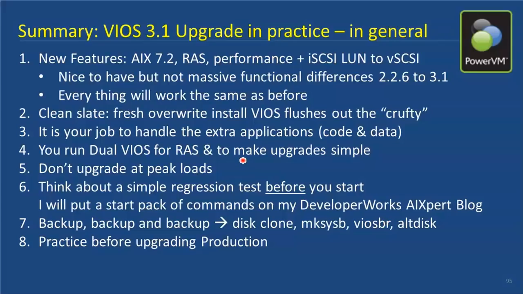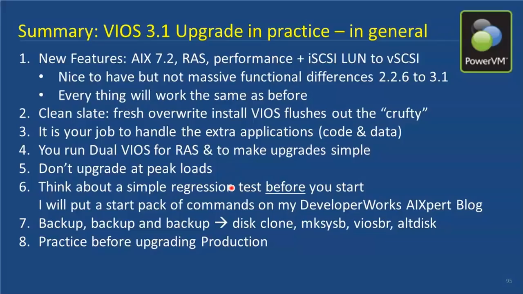We use the dual VIOSes for RAS reasons, unlike KVM and all that, which have only got one VIOS possible. We've always had 2 in case we have a mistake on one, and we can carry on running our machine. But the other reason was to allow the upgrades, to make them simple. Don't do that in peak workloads, of course. Think about that regression test.